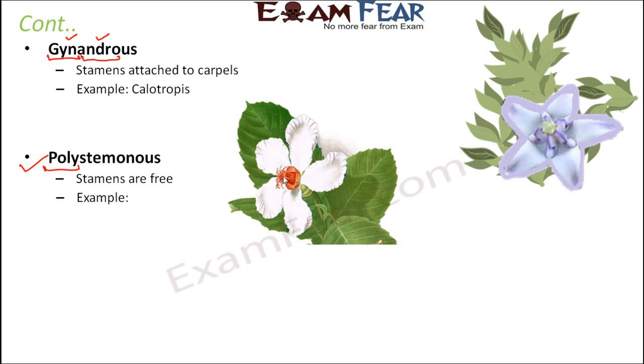So one example of polystimonous you can see here. See here you can see the stamens, right? And they are not connected to anything. The petals are all free. The sepals are all free here, and the gynoecium is again separate. So the stamens are free in this case.